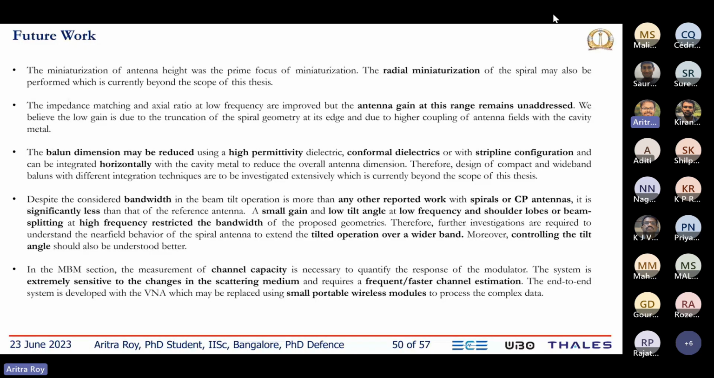More importantly, we are using a spiral that can work between 2 to 18 gigahertz, but we are only observing the tilt between 3 to 6 gigahertz. So we are observing it over a narrow frequency band. So we have to see how we can increase the tilt angle of the antenna.